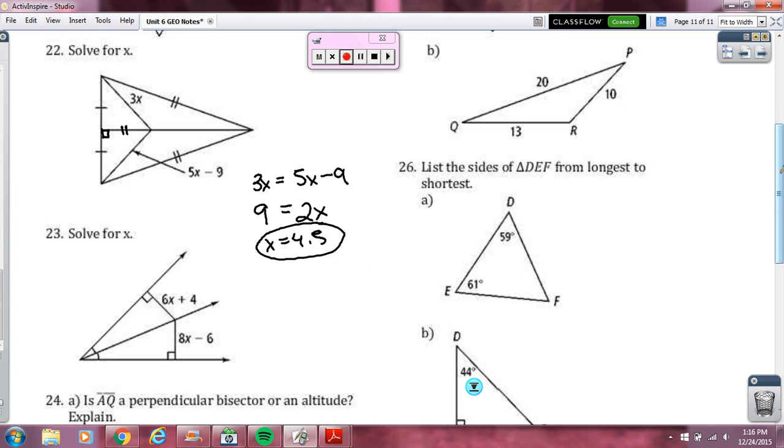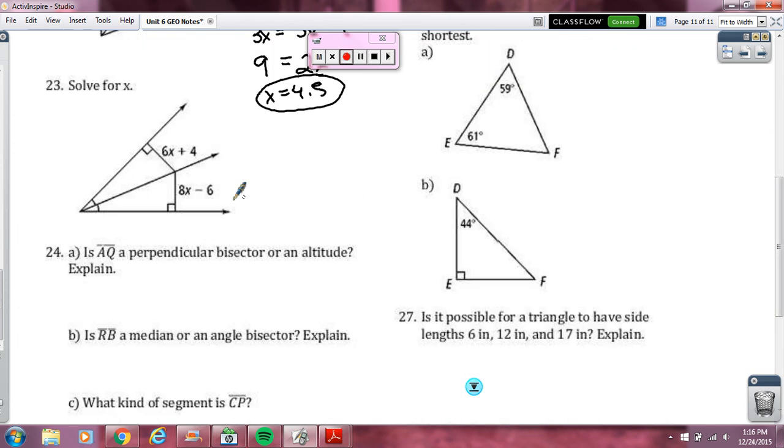22. On 23, once again, I've got, let's see, an angle bisector, and I have two right angles, and by angle, angle, side, the one they have in common, I would know that these triangles are congruent, and therefore 6x plus 4 is going to be equal to 8x minus 6. I'll combine some like terms and get that x is 5.